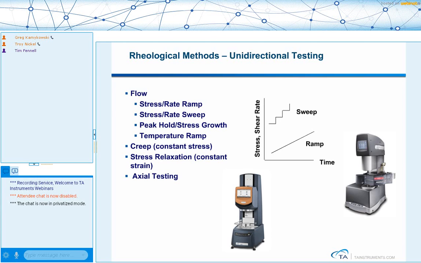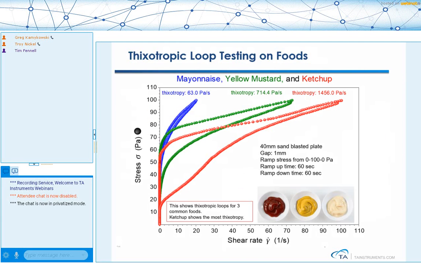And with a rate sweep, we'll go to a certain rate, let the system equilibrate, make our measurement, and then we go to the next rate. And we can do that as a stress sweep as well. So we enable the system to equilibrate, and that takes away some of the effects that inertia might have on our measurement.